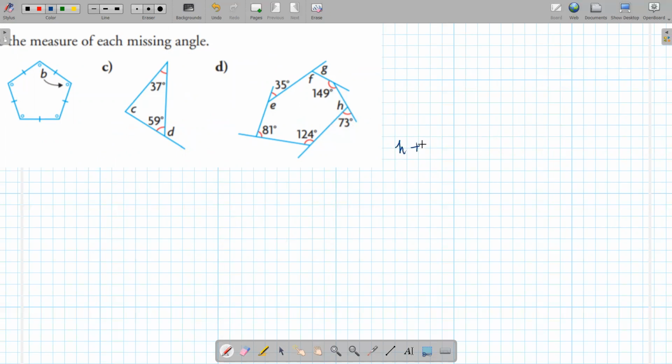What does H plus 73 add up to? And same idea as here. We just did this. 180. 180, right? Why is it 180? Again, look at this. They're on the same line, you see? Just like here, they're on the same line. Angles in a straight line add up to 180. Doing this, we can find that H is 107.